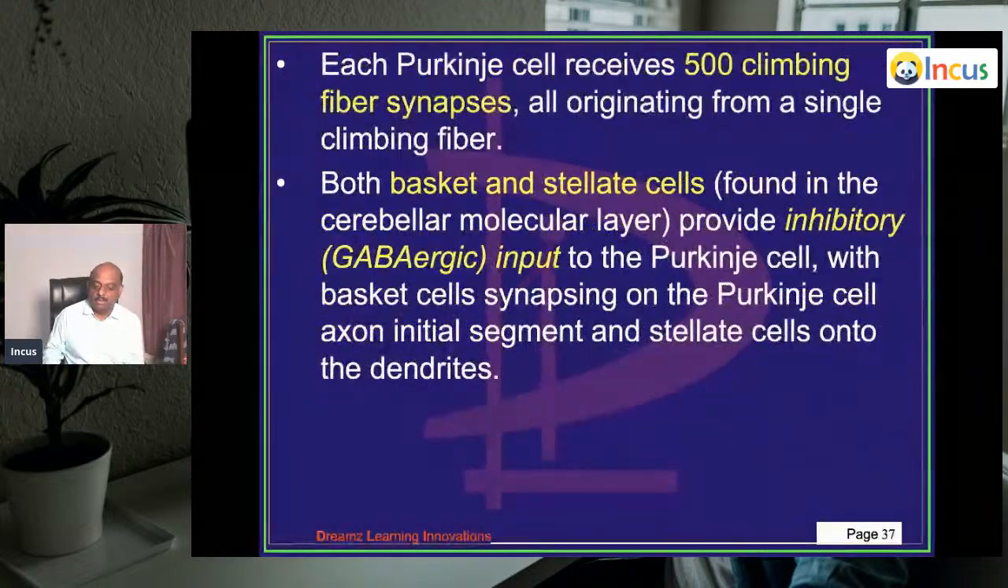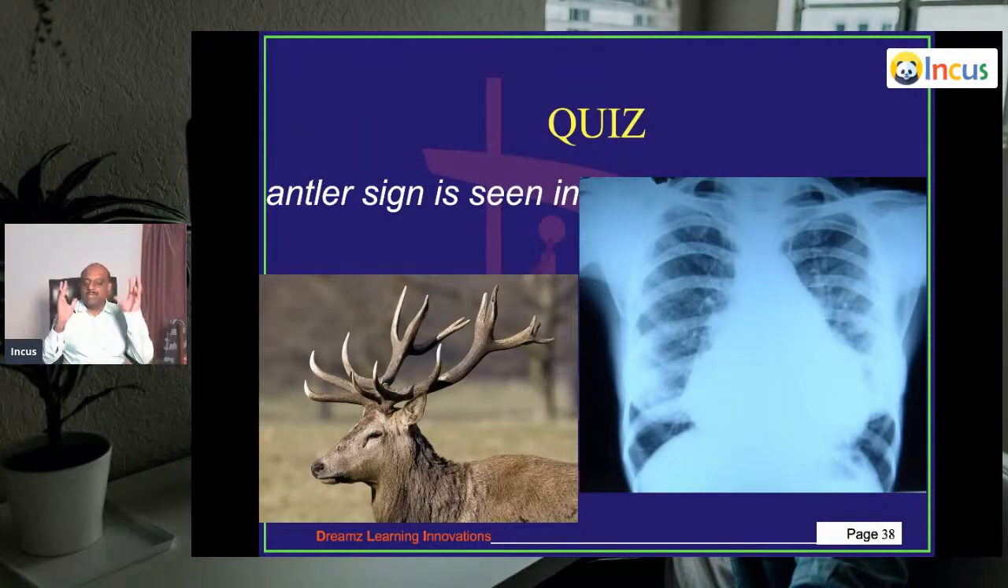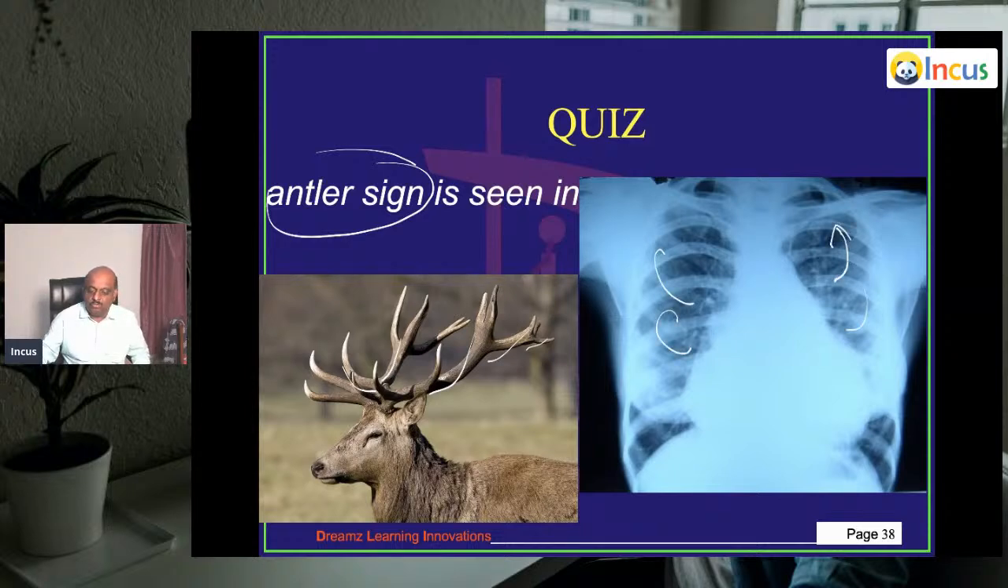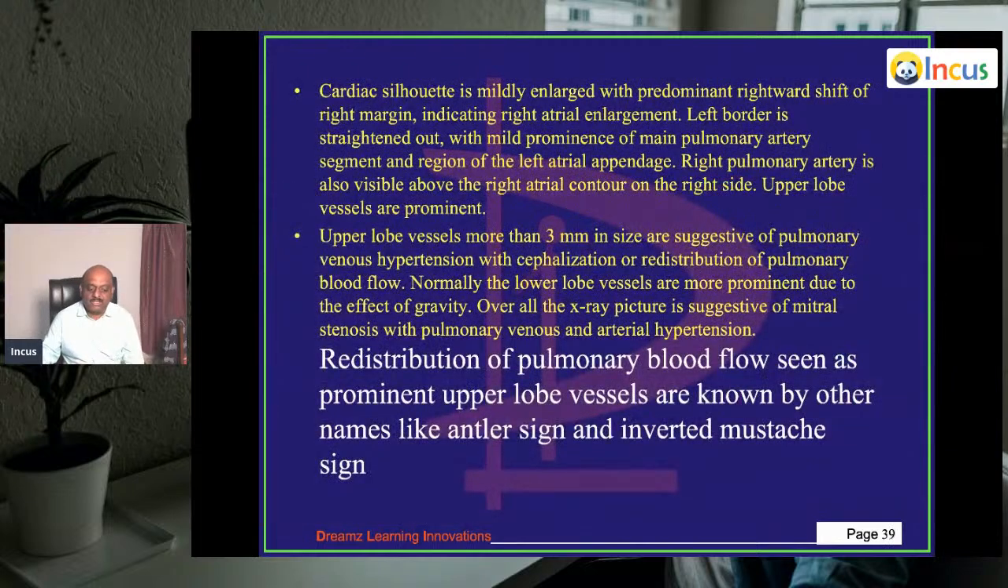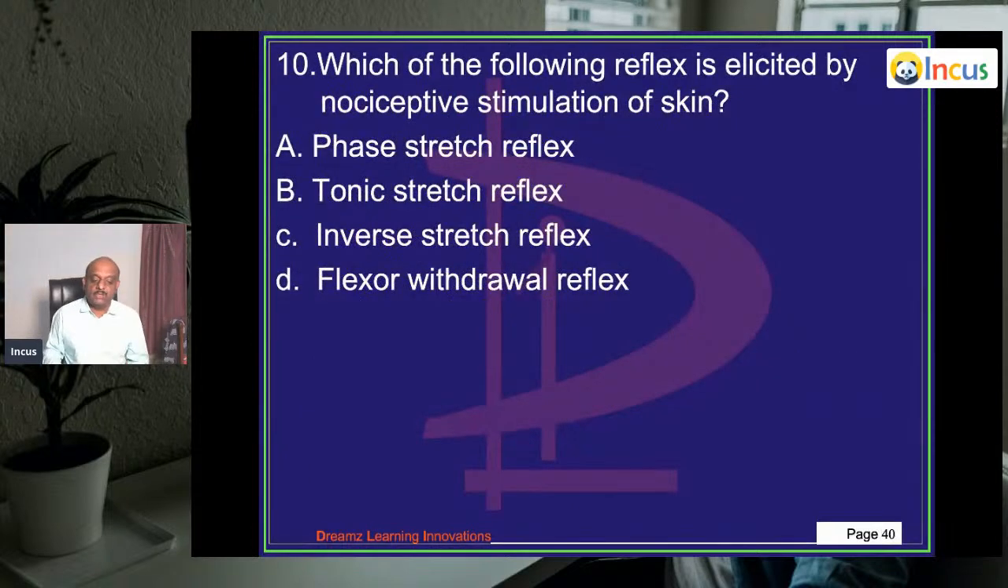Now, one quiz given to you. Antler sign. अगर आप एक deer को देखें तो you can see the horns are all up. So here even these blood vessels are all up, moving up, pulmonary veins. So these are called reverse moustache sign. It is typically found whenever there is a redistribution of the pulmonary blood flow. In a case of the congestive heart failure is what you should remember.